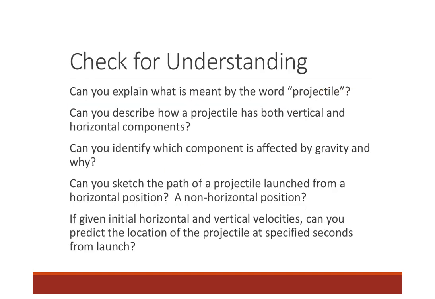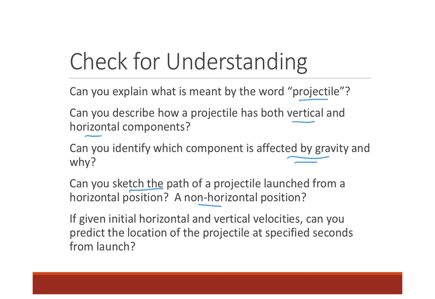So, check for understanding. Can you explain what we mean by the word projectile? Something that is dropped or is launched in some direction between horizontal and vertical. Can you explain how a projectile moves both vertically and horizontally, that it's moving in 2 dimensions? Can you identify which component is affected by gravity and why? Can you sketch the path of a projectile launched from a horizontal position, or one that's launched a little more vertically from a non-horizontal position?